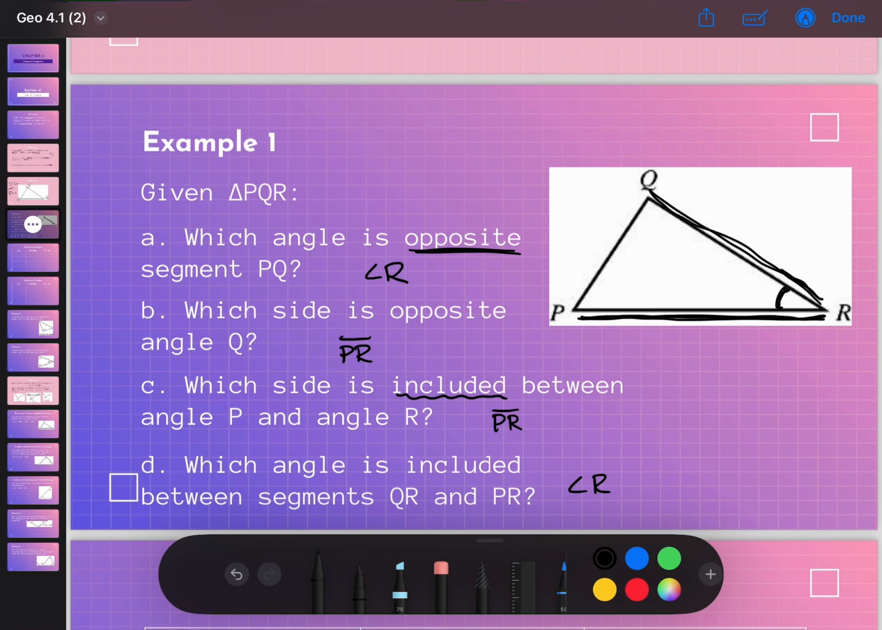So this example is really just to get across what we mean by opposite and what we mean by included when we're talking about triangles. So opposite, just think across from. Included, what's the one that they both have in common? Or what's the angular side that's in between, right?